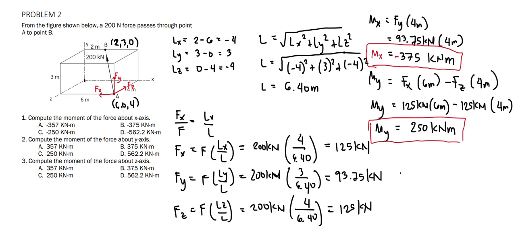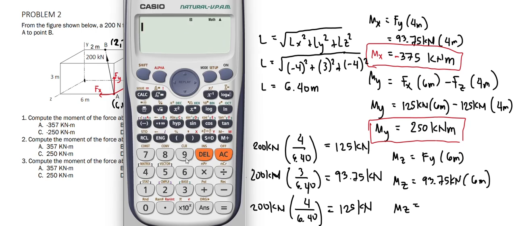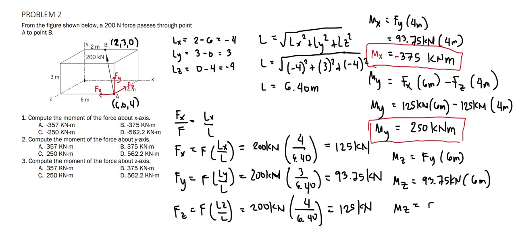Now for Mz, only Fy can induce a moment along the z-axis. So Mz is equal to Fy times 6 meters. That is equal to 93.75 kilonewtons times 6. We get 562.5 kilonewton meters. So these are our final answers.